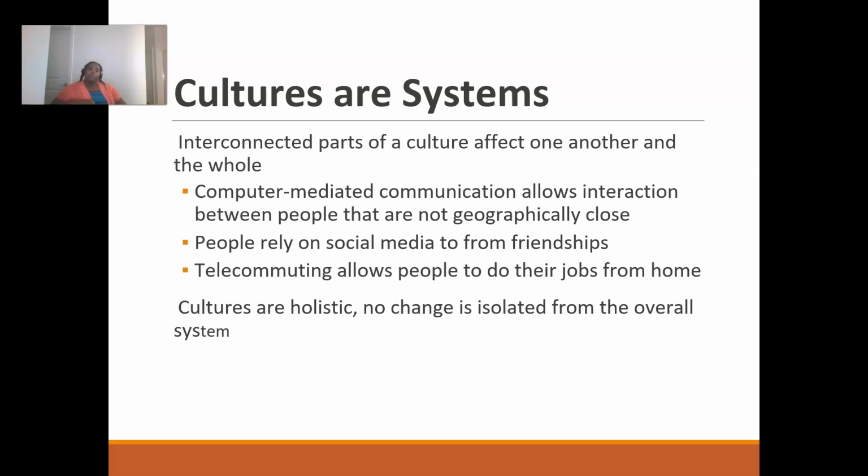With computer-mediated communication, we can interact with people across the globe. The world is a lot smaller now because of computer technology. Social media is also a way for us to form friendships, relationships, and find communities. Also, with the rise of work-from-home positions, technology has allowed us to work together as teams, even if we're on different parts of the globe.